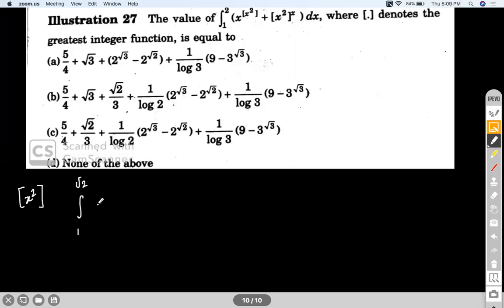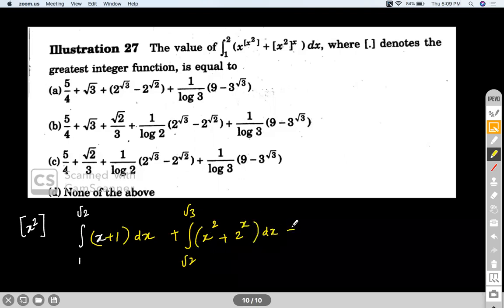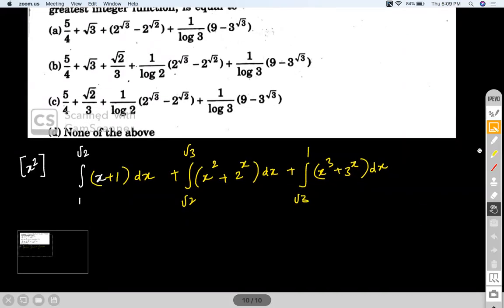Remember, you are integrating x to the power of 1 plus 1 to the power x, which is 1 itself. From root 2 to root 3, you'll be integrating x square plus 2 to the power x. And from root 3 to 2, you will be integrating x cube plus 3 to the power x. Remember, there was a special function, GIF of x square, and hence we had to break the limits of integration at root 2 and root 3.